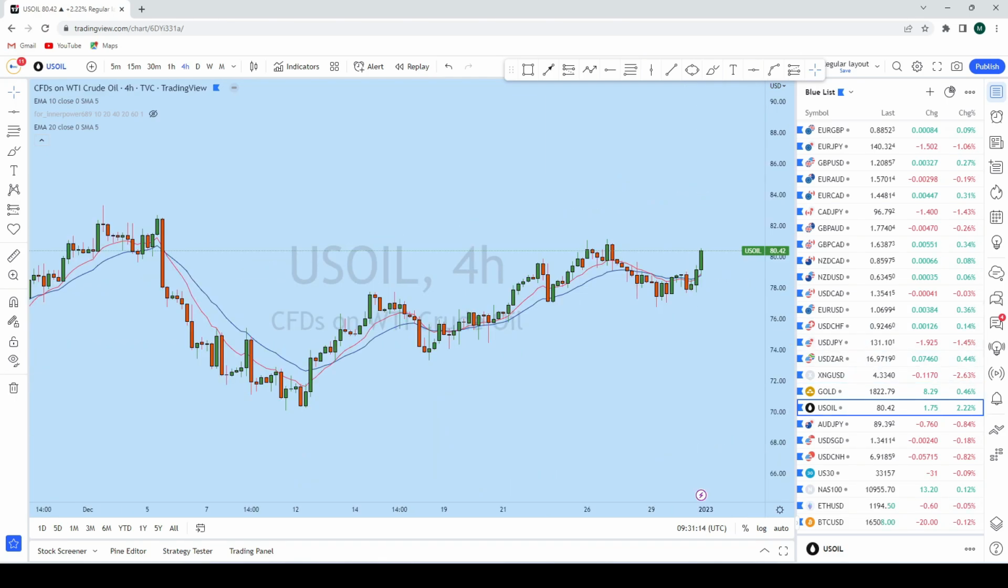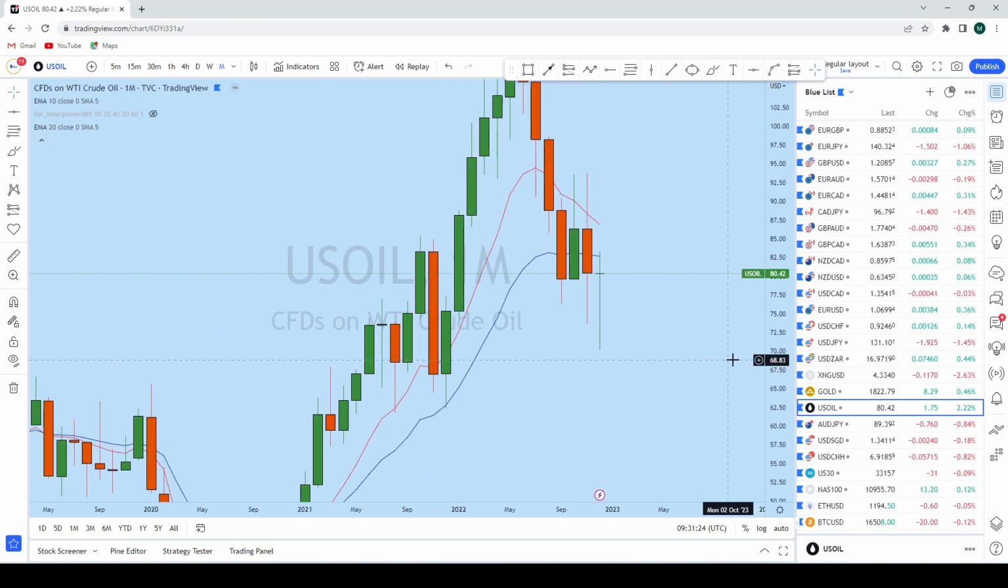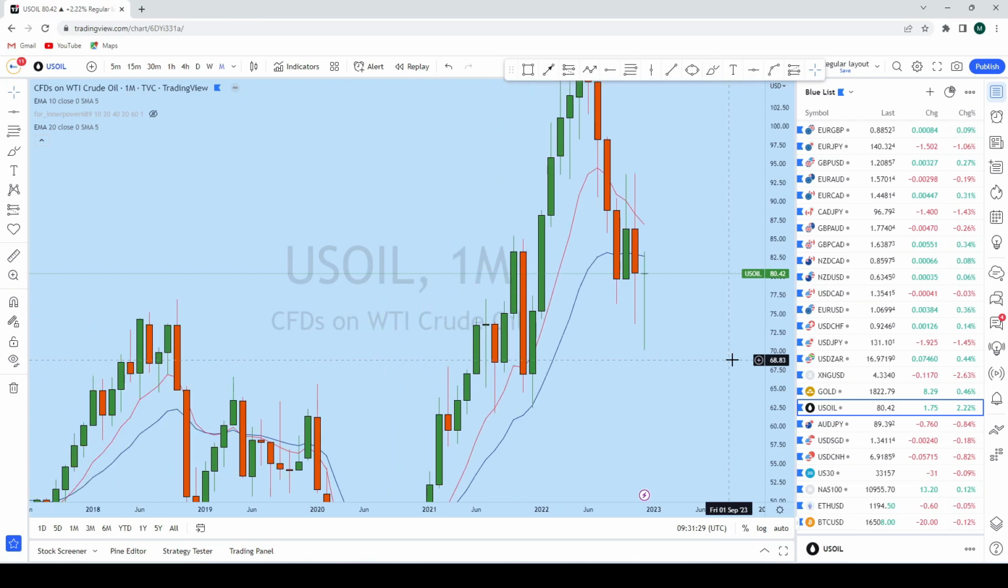Let's look at US oil now. Let's see what kind of trading opportunity we currently have. Now looking at the monthly perspective, to see the bigger picture, we see that US oil on the monthly time frame has created a long doji. Now this doji is quite significant.